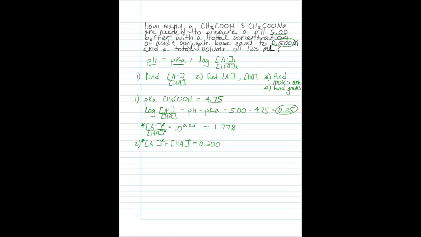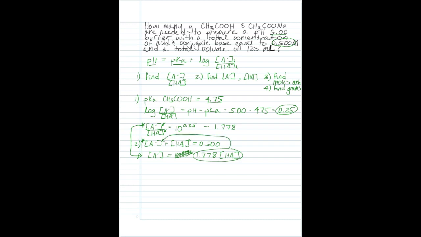But I'm going to take this first equation here, the one that says the ratio, and I'm going to use that to solve for either A minus or HA. A minus seems easier, and then I'm going to plug that into the second equation. So if I solve for A minus using that equation, I get A minus equals 10 to the 0.25. Oops, well, we already calculated that number. Let's make it even simpler. So A minus equals 1.778 times HA. Okay. So now we have A minus expressed in terms of HA. We can now plug this whole term into the second equation.